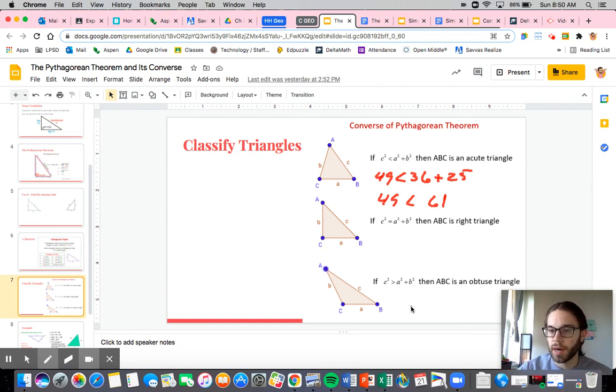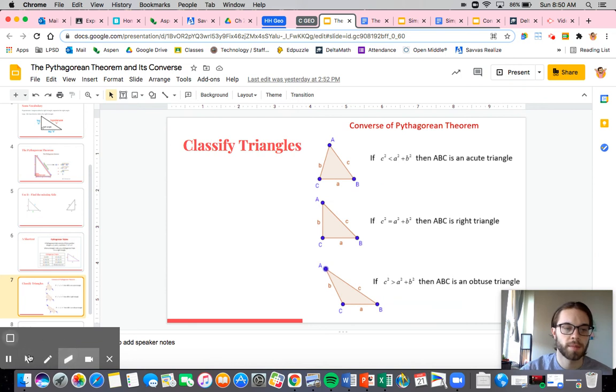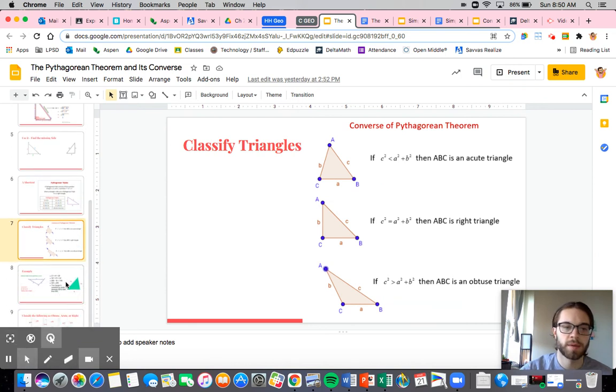Now, the obtuse triangle is going to be if your c squared is larger than a squared plus b squared. That would be something like if this was 100 and this side over here ended up being like 70 or something. So on this one, the smaller one would be c squared. Up here, the larger one, c squared. All right, so let's look at an example or 2 examples.